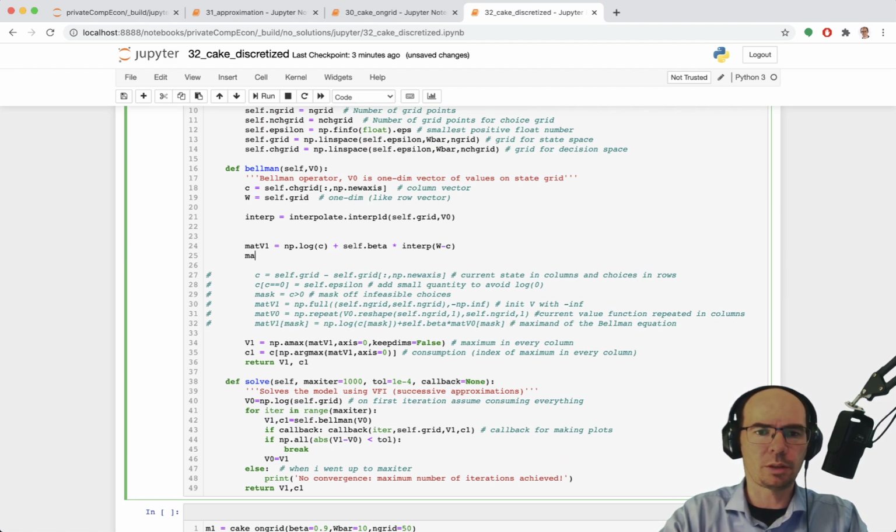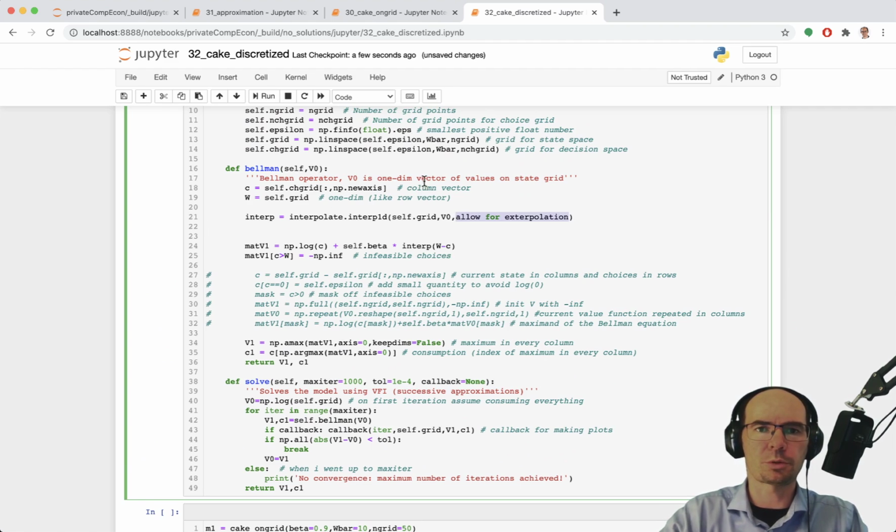Well, we could do it the other way around too. So we calculate this for everything. Okay, so we do allow for extrapolation. We need to allow for extrapolation here then. But then for the points where C is greater than W, we can say these points have to be equal to negative infinity. So they are never chosen in this maximization step down here. So these are infeasible choices.